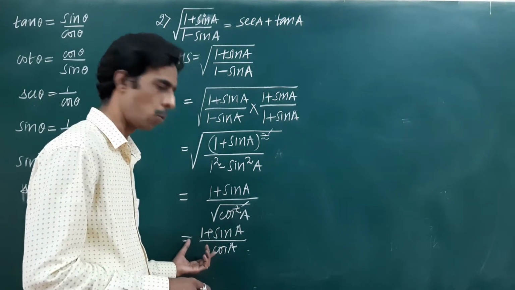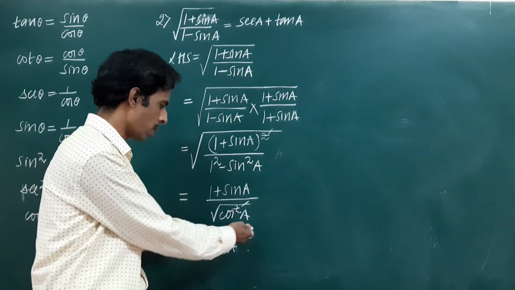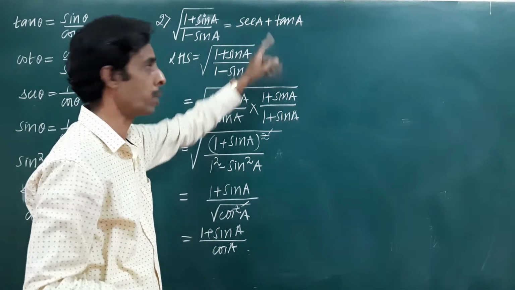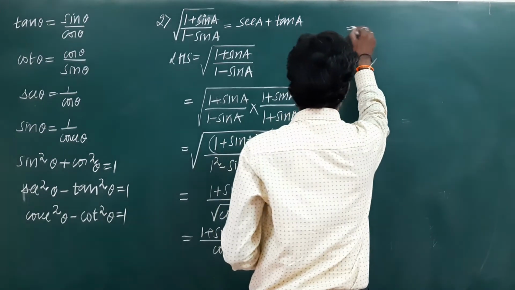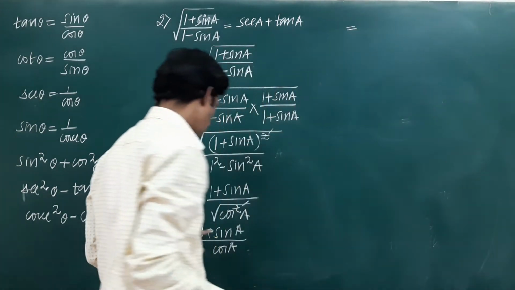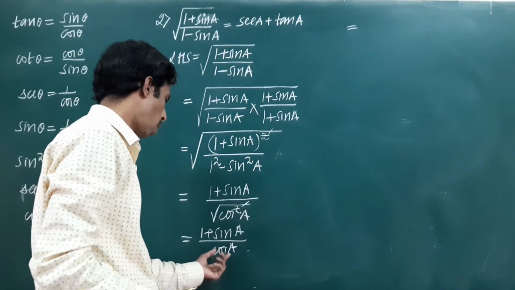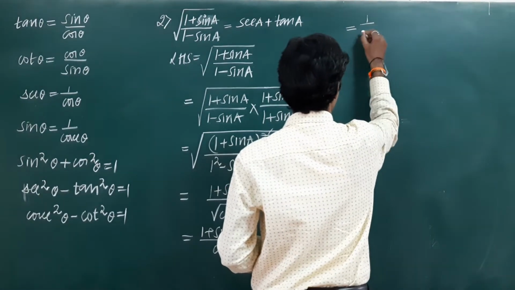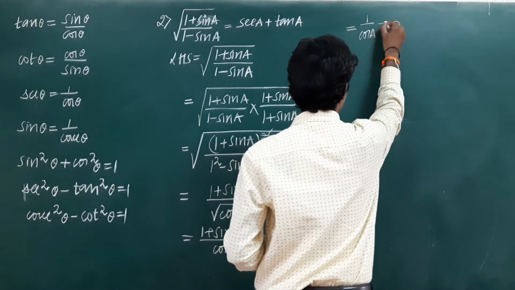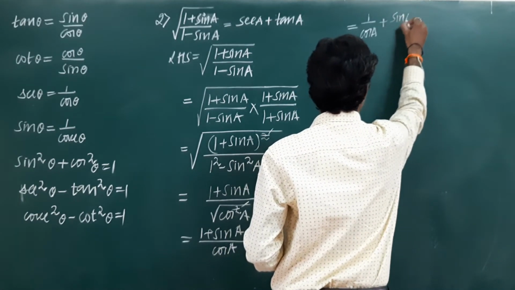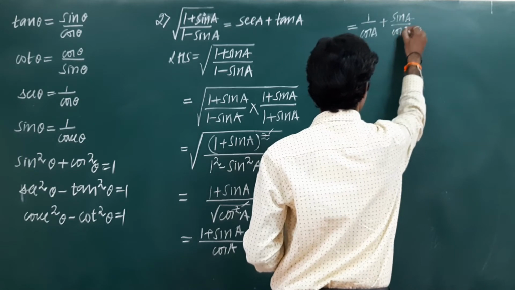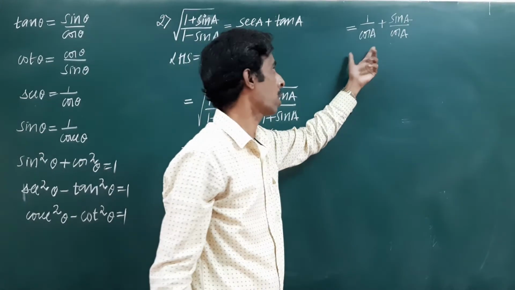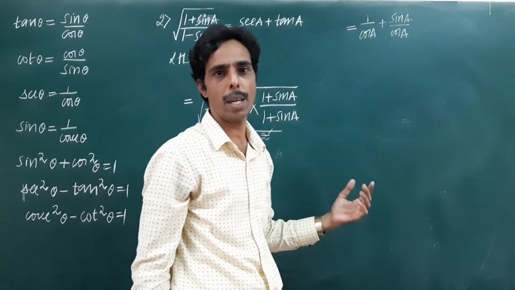So, after 2 steps, if I make one small modification to this last term, you are going to get this much result. This is equal to, now 1 plus sin a divided by cos a is there. Cos a, I split it for both numerator terms: 1 divided by cos a, plus sin a divided by cos a. Cos a and cos a, after taking it as common, in the numerator side, 1 plus sin a, you will be getting.